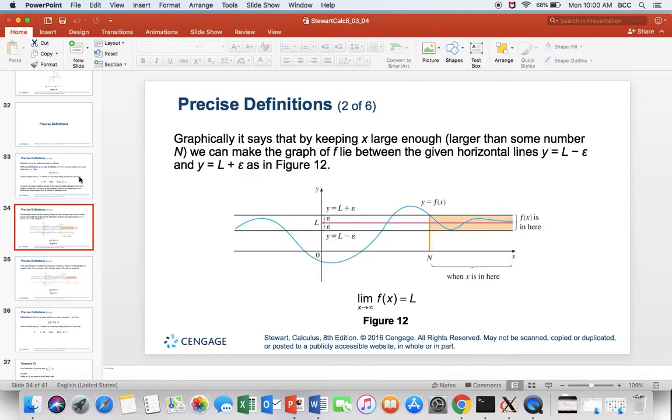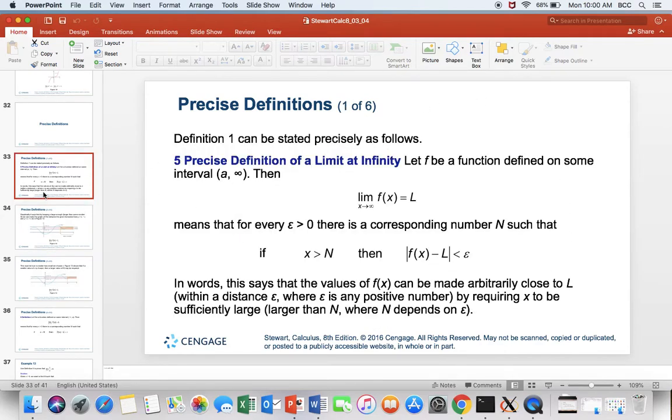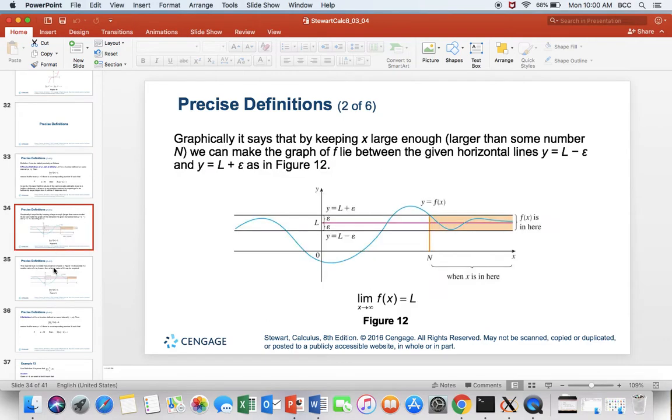Okay. Precise definition, even if you don't understand, make a point of memorizing this. I will ask you to reproduce this definition. So memorize this. Okay. All right. Until next lesson.